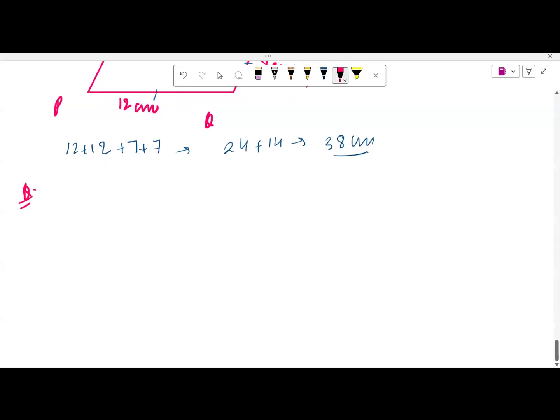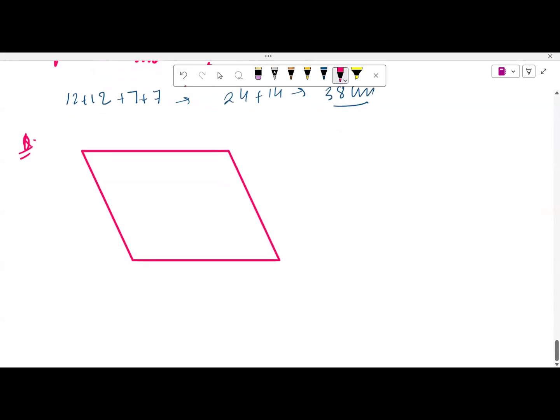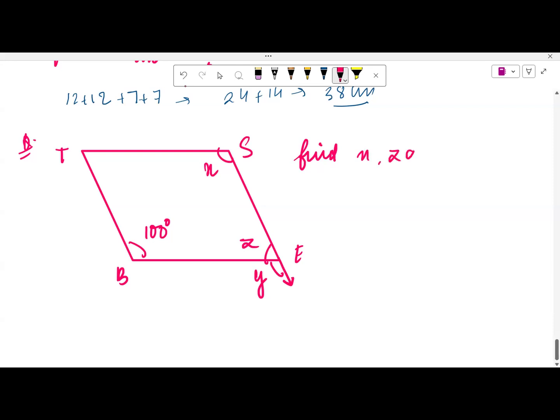Now there is another question. So this is a parallelogram SEVT, 100 degree, X, Z, and this is Y. You have to find X, Z, and Y.